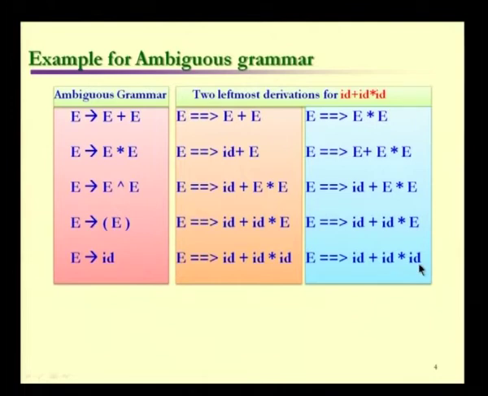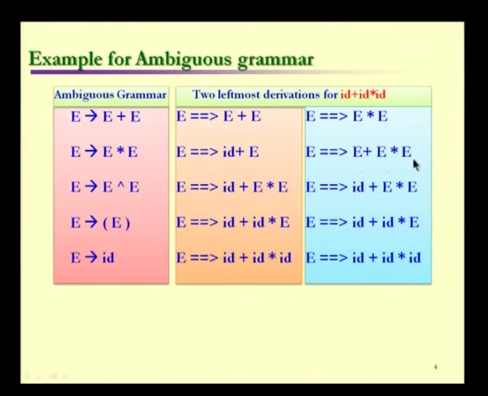When you look at both leftmost derivations for the string, we start with the same starting symbol of the grammar, and finally we end up with the same sentence, id plus id star id. But when you look at the intermediate steps, that is the intermediate sentential forms, at this position it is E plus E, but here it changes to E star E. In the third step it is id plus E in the first derivation, whereas in the second derivation it is E plus E star E.